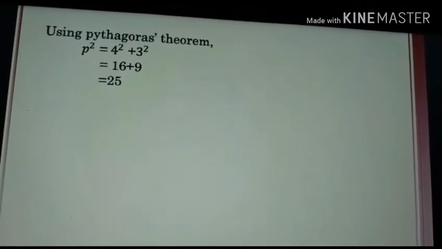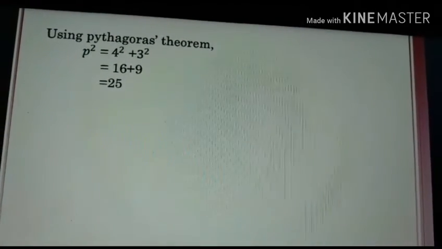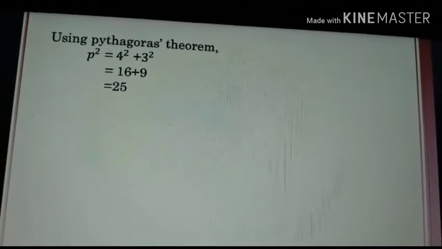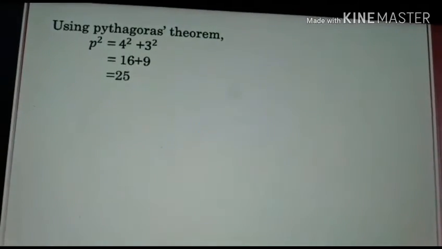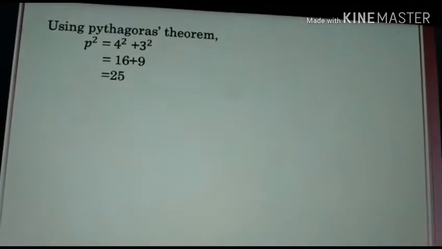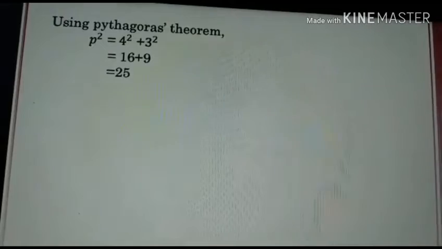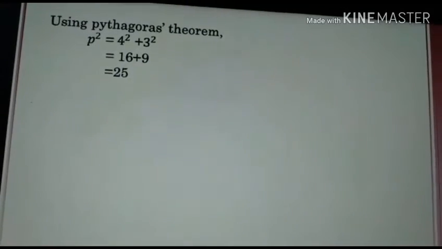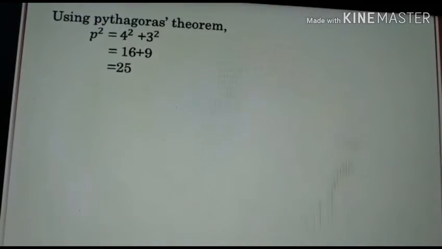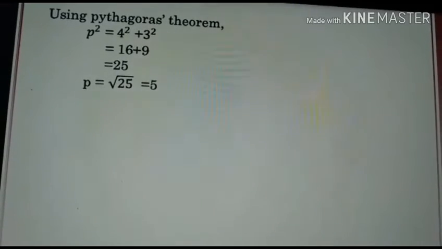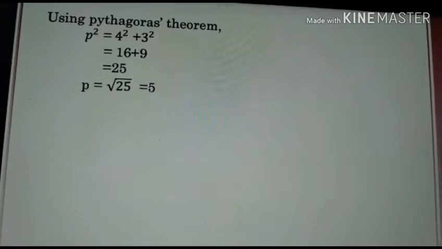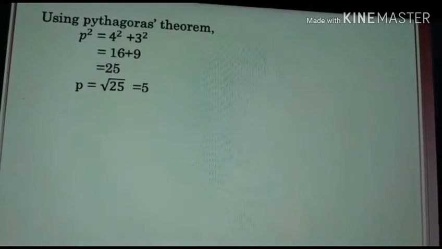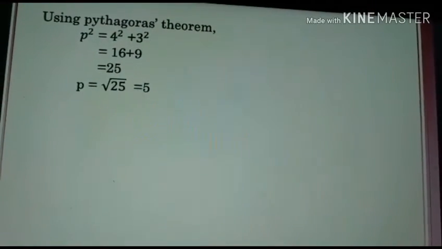Use the square root on both sides. So square root of P square equals square root of 25. Square root and square cancel, so we will get P only on the left side. So P equals square root of 25. Square root of 25, you know, is 5. Understand? So we'll go to the next right angle triangle.